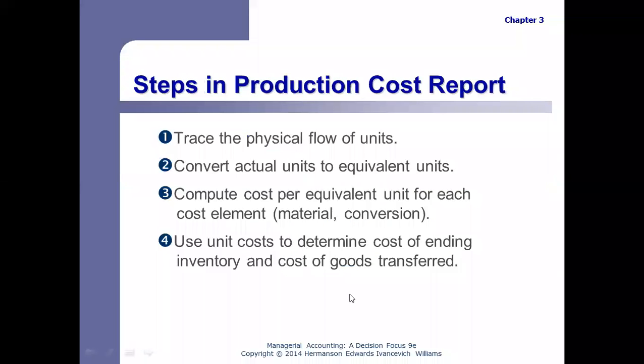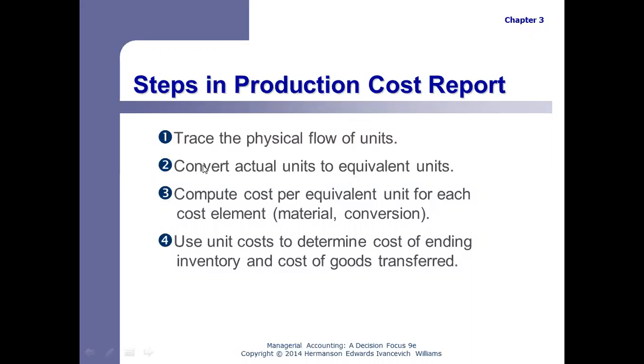Okay, so here are the steps in preparing a production cost report. The first thing you do is figure out the physical flow of units. How many total units did we start? How many total units did we finish? How many total units do we still have left over to be done? That's the physical flow: how many actual units there are.